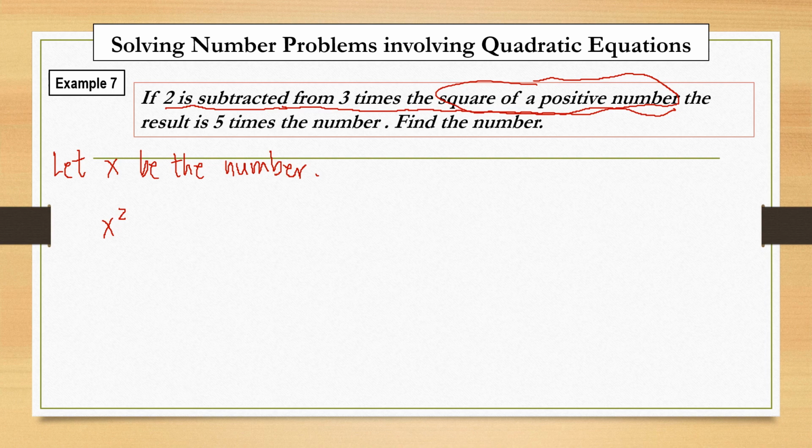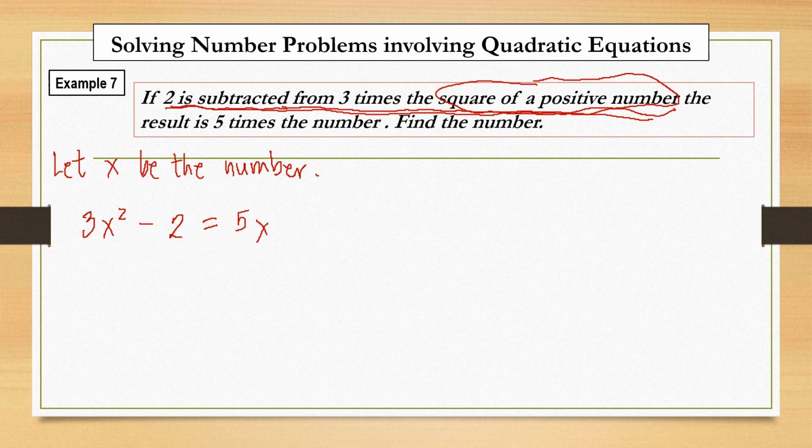So, it says here, 2 is subtracted from 3 times the square of a positive number. So, 3 times the square of it is 3x squared. How do we represent 2 being subtracted from it? So we have 3x squared minus 2. So that is how we translate the first line into a mathematical expression. The result is 5 times the number. So if the number is x, 5 times of it is 5x.